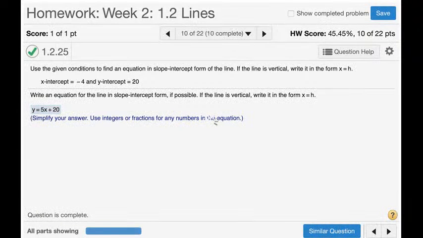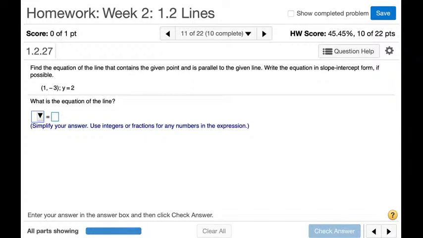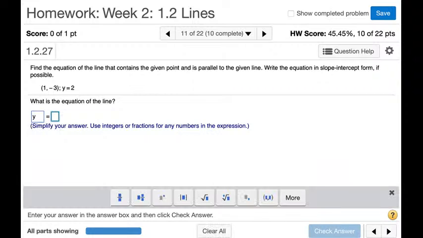Equation of the line contains a given point and is parallel to the given line. Okay, so that means it's going to be a horizontal line through y equals negative 3. So this is going to be y equals negative 3. Okay.